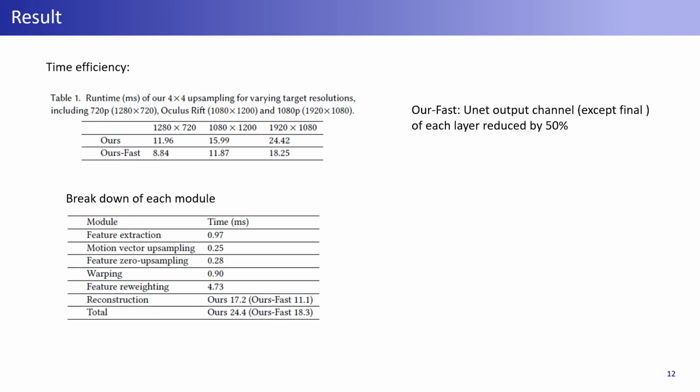Here is the result of time efficiency. They target 3 different high resolutions. Ours and Ours-Fast are 2 hyperparameter settings. For Ours-Fast, the UNet output channels of each layer are reduced by 50% compared to Ours. In the time breakdown of the modules, we can see that the reconstruction part is dominant. By the way, they didn't compare the time efficiency with the other papers.